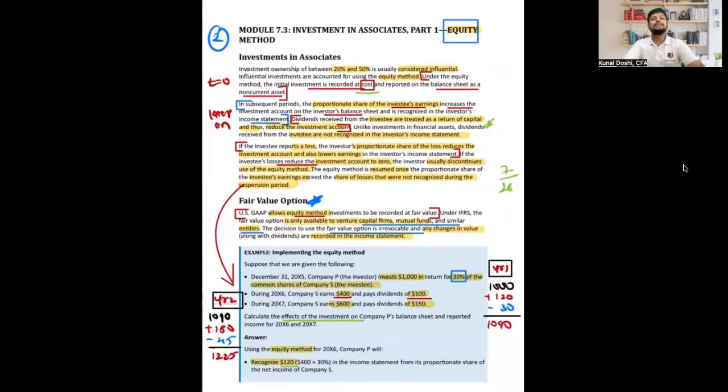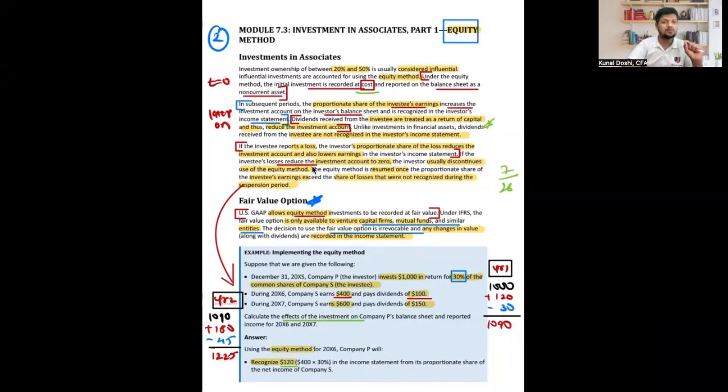Now we will go to the next treatment, that is greater than 20%. What is that greater than 20% called as? Greater than 20%, less than 20% is significant influence? No, it's no significant influence. Greater than 20% is what we call as investment in associate. And more than 50% is what we call as business combination, which can take different forms. But investment in associate and business combination is going to be a major focus now.